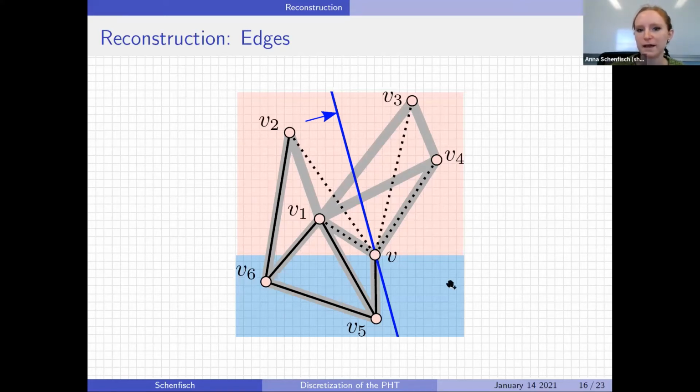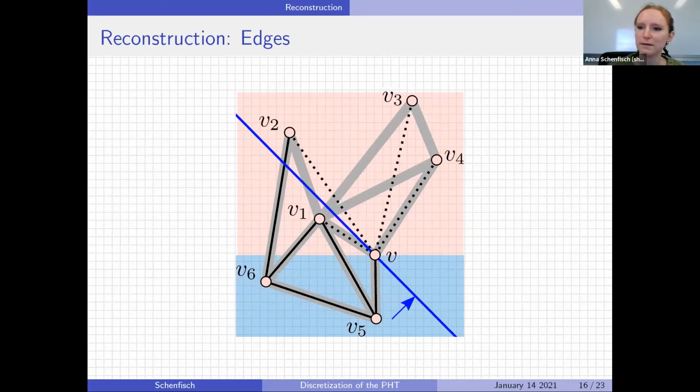So we'll split our vertex set in half again, compute the in-degree again. We see that the in-degree of V in this direction is again 2. And that tells us that there must be the edge VV1. Furthermore, it tells us that there is no edge VV2.